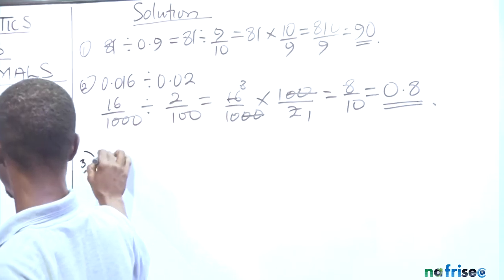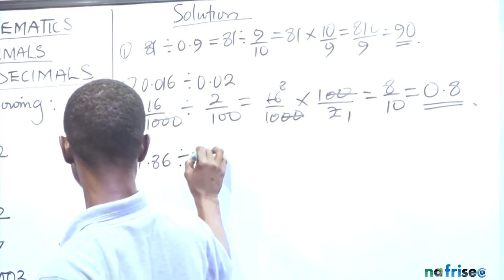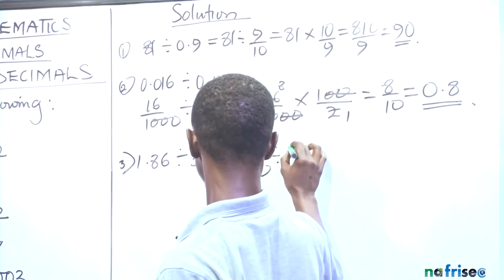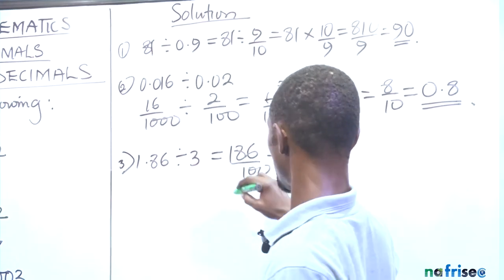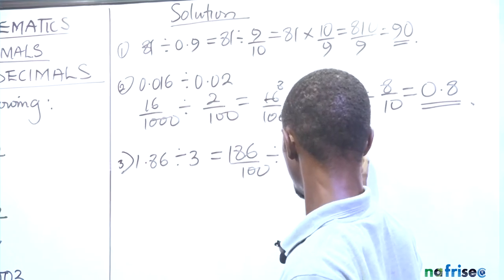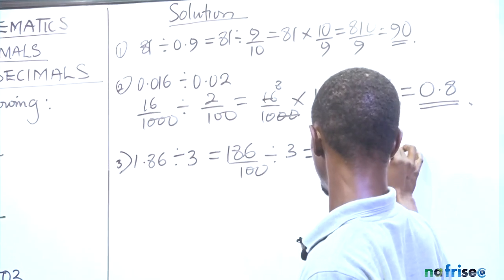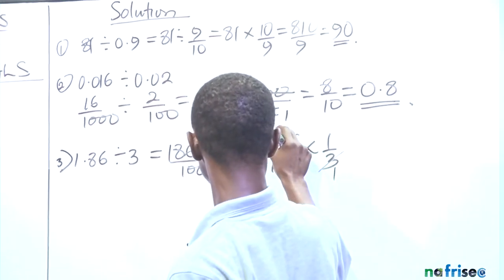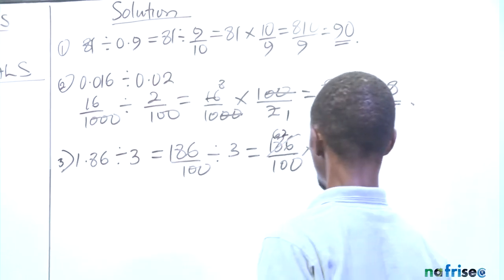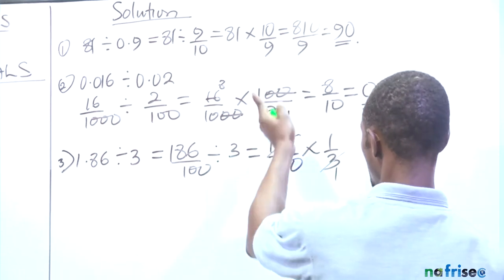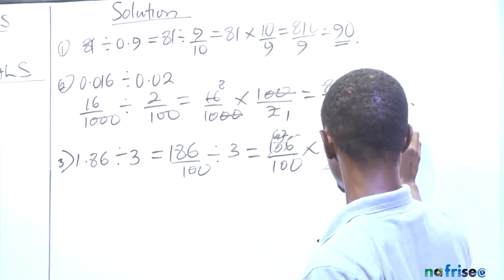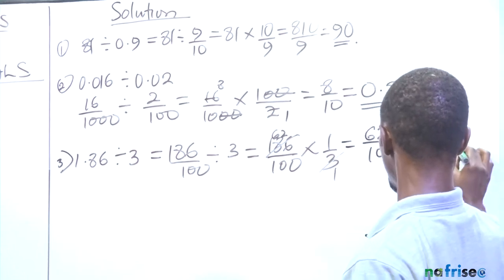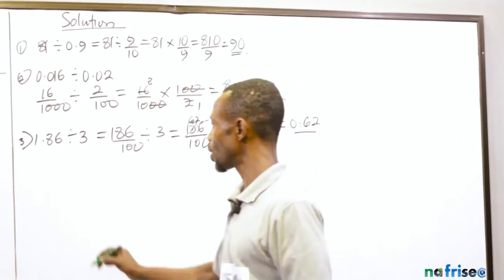Now, number 3, we have 1.86 divided by 3, which will give us 186 all over 100 divided by 3. Remember, to change division to multiplication, it gives you 186 all over 100 times 1 over 3. Now, this way, 3 here 1. 3 here will give us about 62, because 3 into 18 is 6, and that is 2. So this will give us 62 over 100, which is the same as 0.62.